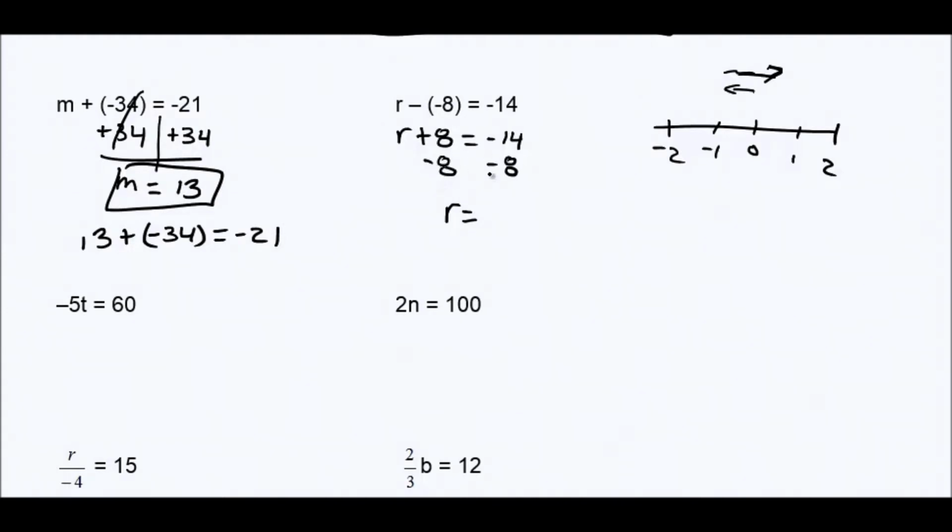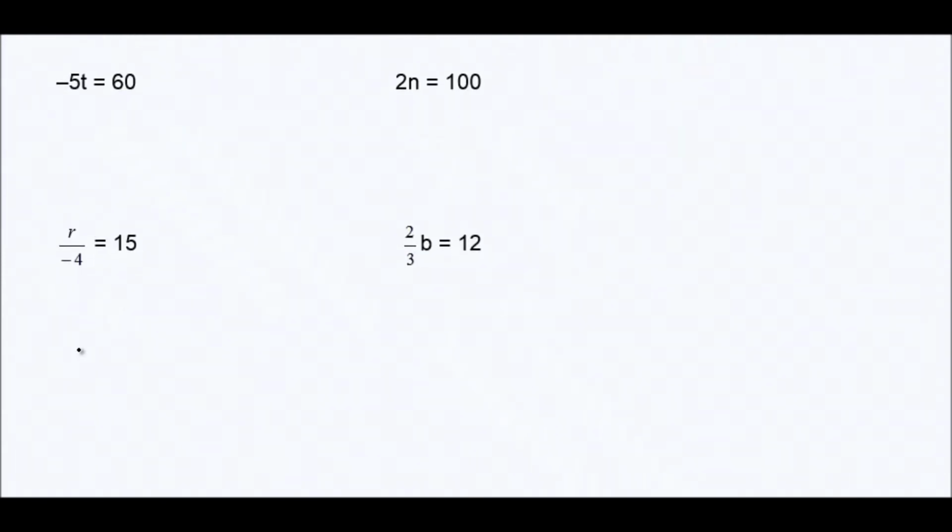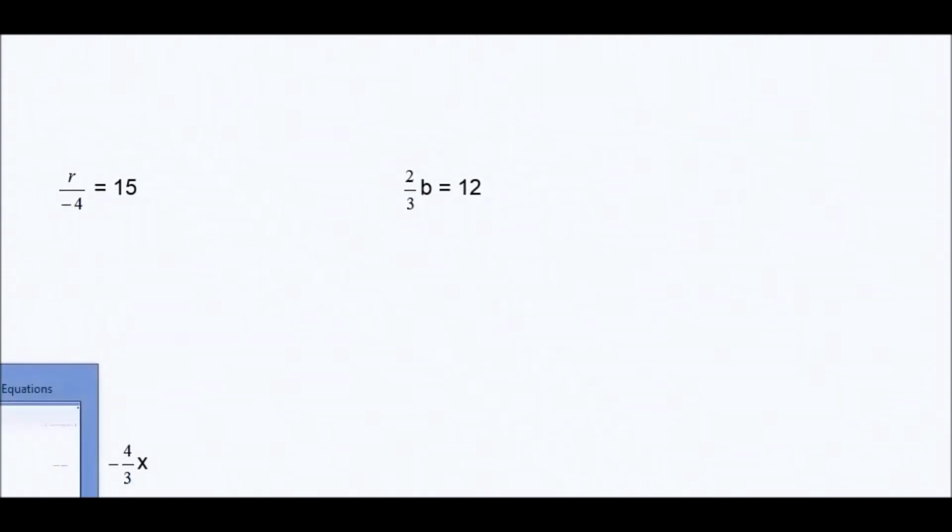What I do to one side, I do to the other. Okay, so that's gone. That's 0. R is equal to a negative 14 minus 8. That's a negative 22. R equals negative 22. Okay, so we've done one-step equations with addition and subtraction. Now let's move on to multiplication and division. It's still one-step equations because you're only doing one operation to solve for the answer.